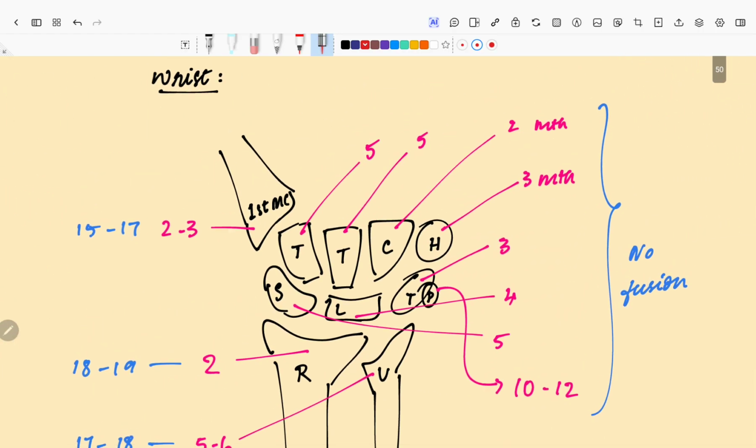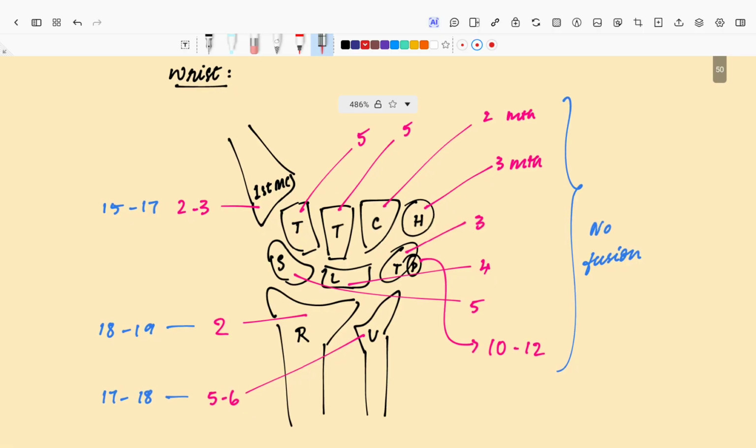Then we come to the wrist joint. In the wrist joint, we'll see the bones. We have the carpal bones; this is the lateral end, this is the medial end. Okay: scaphoid, lunate, triquetral, pisiform, trapezium, trapezoid, capitate, hamate. And then the other important bones you need to remember: base of first metacarpal, radius, ulna.